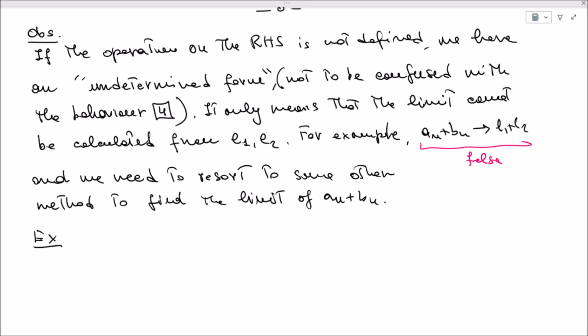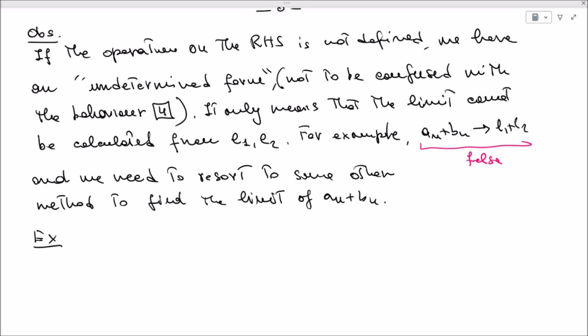just to show that if we end up in one of the undetermined forms, we cannot calculate the limit by using the original limits L1 and L2, let's consider the case 0 times plus infinity. Okay, let's consider this case. So we are saying that basically an tends to 0 and bn tends to plus infinity. Okay, so what is a possible situation where this happens?